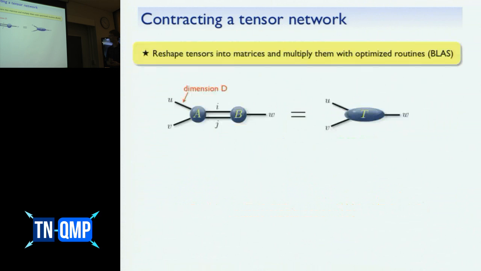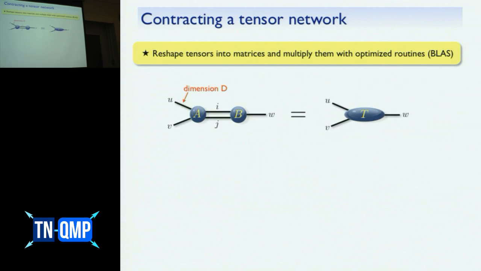And how can you actually do such a multiplication of two tensors? So right, imagine if you want to multiply A to B, this involves a five-fold sum. So we sum over I and J, but then do this for all values of U, V, and W. So we could write down a five-fold for loop to contract this network, but that's of course not very efficient.